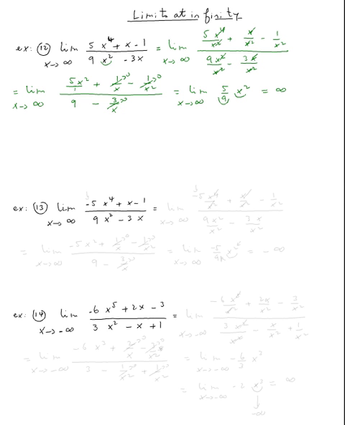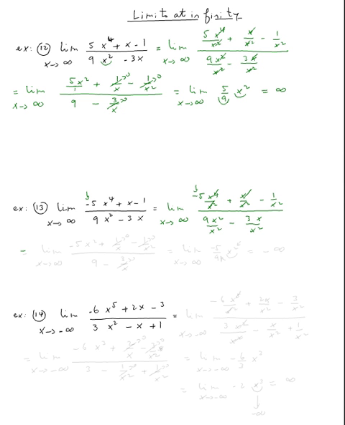So let's do example 13, and the difference between example 13 and example 12 is just this negative sign. So let's see how that sign will affect the limit. The same way, this is the limit. We're going to divide by x squared: minus 5x⁴ over x squared plus x over x squared minus 1 over x squared, everything over 9x squared over x squared minus 3x over x squared, as x approaches infinity.